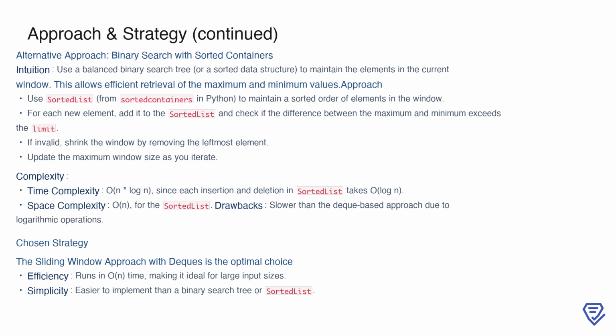While this approach is more efficient than brute force, with a time complexity of O(n log n) due to the logarithmic cost of insertions and deletions in the sorted list, it is still slower than the deque-based sliding window approach. Additionally, the space complexity remains O(n) for storing the sorted list. While this method is a viable alternative, its performance does not match the efficiency of the deque-based approach.